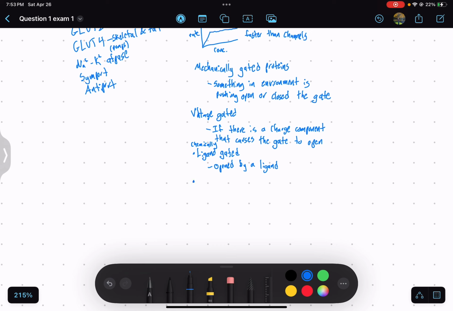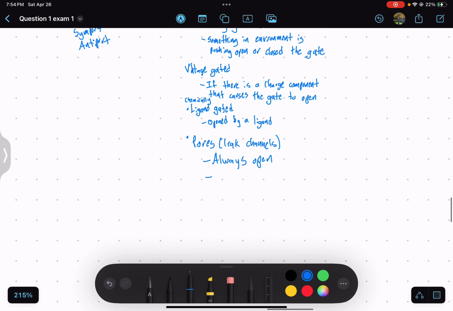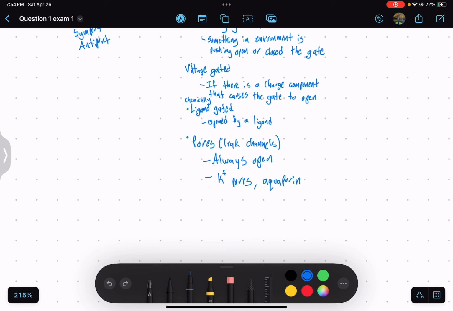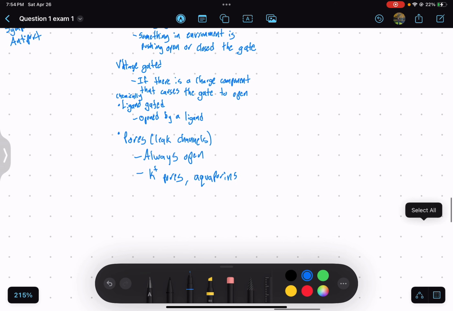And then we also have pores, which are also known as leak channels. These are always open, but they are specific to certain things as well, such as potassium pores and aquaporins. Potassium pores are specific to potassium, and aquaporins are specific to H2O.